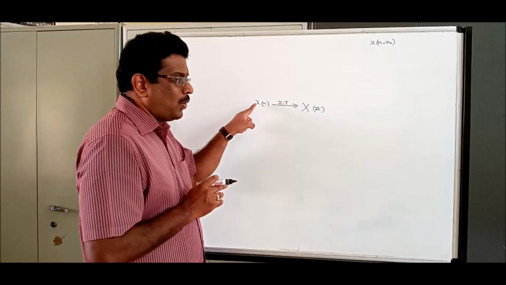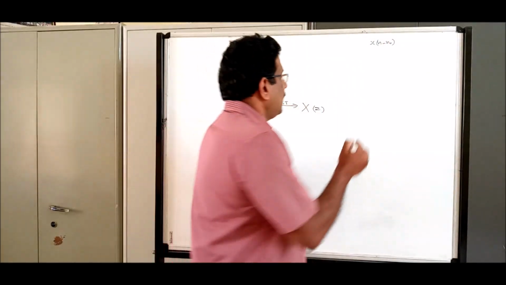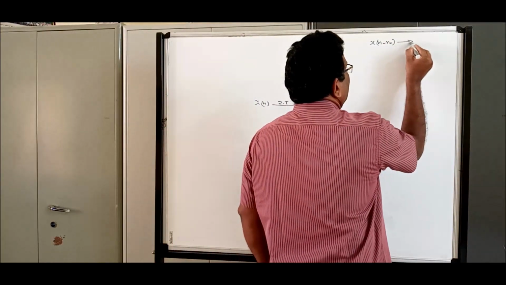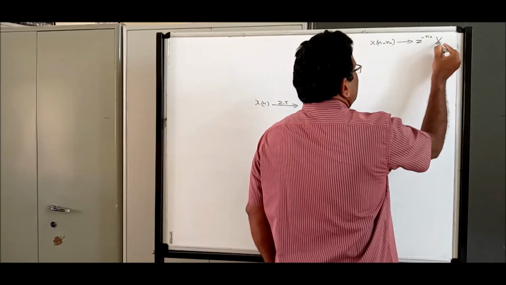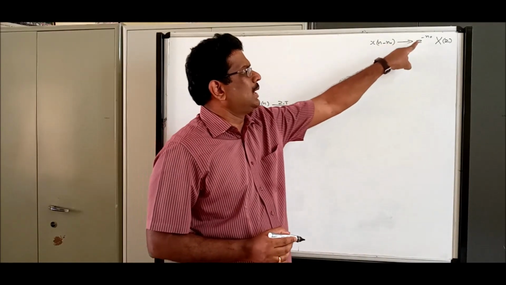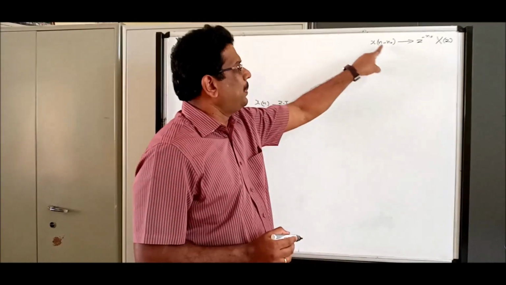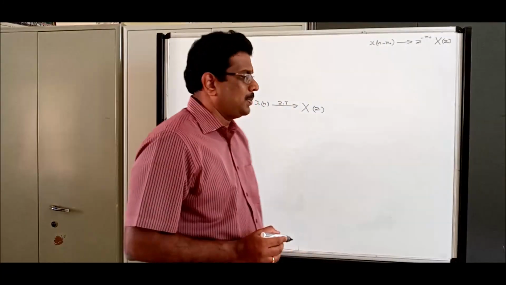In time domain, what is the change? Time is getting shifted, called a time shift. In z domain, what will we get? z power minus n naught x of z. If it is minus 2, it is z power minus 2. If it is plus 3, it is z power 3. Please remember, this is the time shift property.